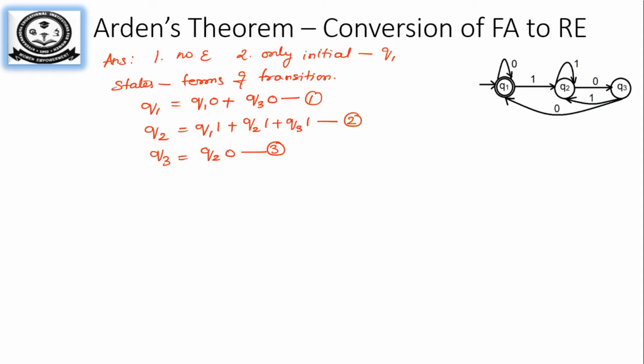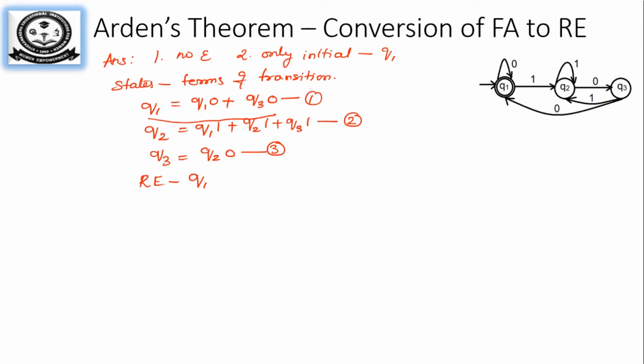Now how do you find the regular expression? The regular expression will be found only for the final state. Here the final state is Q1, so you have to find the equation for Q1. Let us start substituting. We will find out the answer for Q2, then substitute in Q3, and then go for Q1. Either way you can solve. The only thing is you have to solve these equations. Now let us see how it's done.